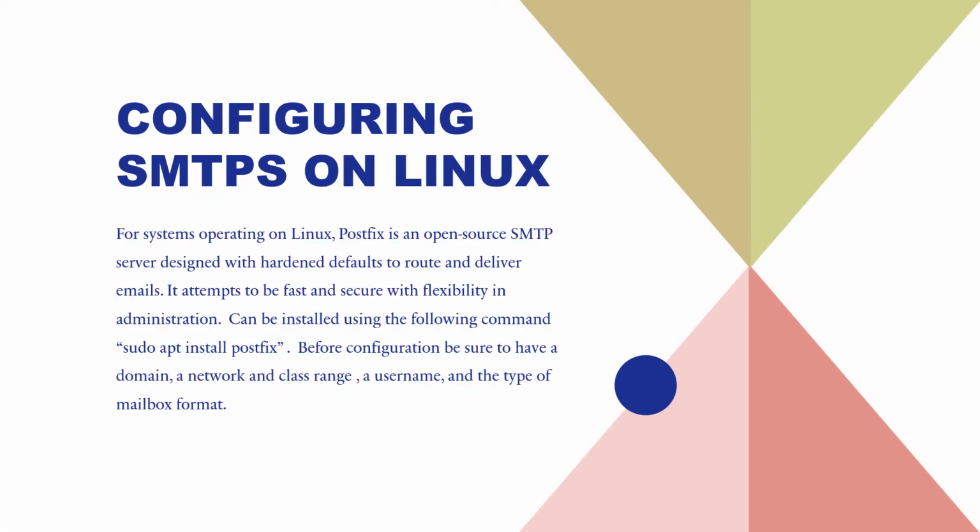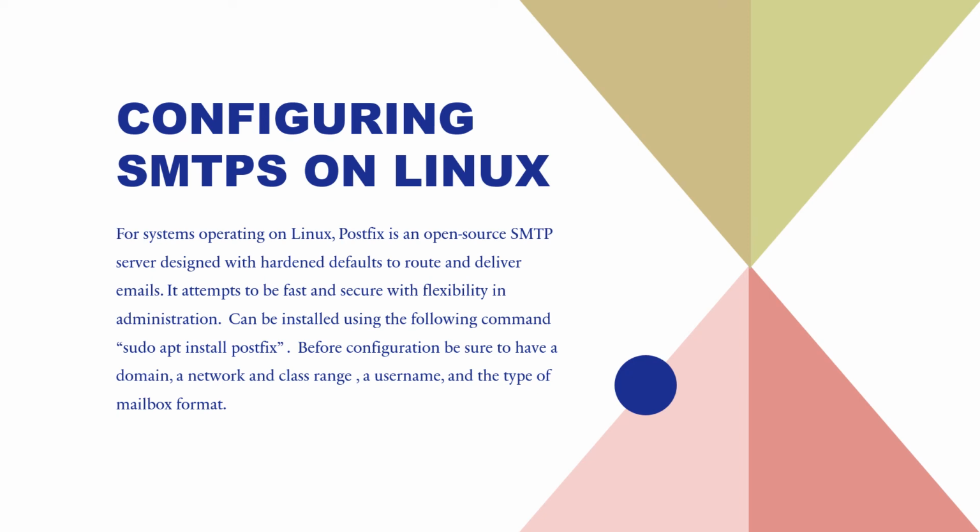So next we're going to go over configuring SMTPS on Linux. For the Linux operating system, what we'll be using is Postfix, which is an open source SMTPS server designed with hardening defaults to route and deliver your emails. It attempts to be fast and secure with flexibility in administration. It can be installed using the following command: sudo apt install postfix.